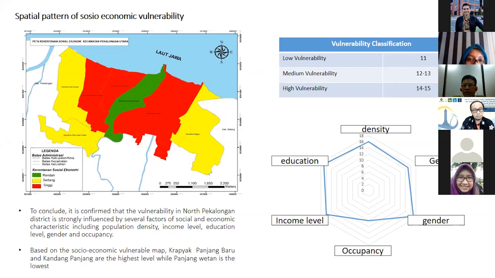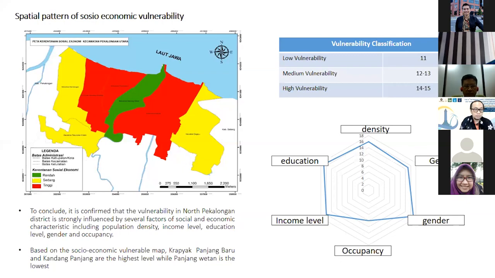So we have classifications like this: the lower vulnerability, the medium vulnerability, and the higher vulnerability. From the study, we can find that Kerapia, Panjang Baru, and Kandang Panjang have the highest level of vulnerability, while Panjang Wetan village is the lowest one.